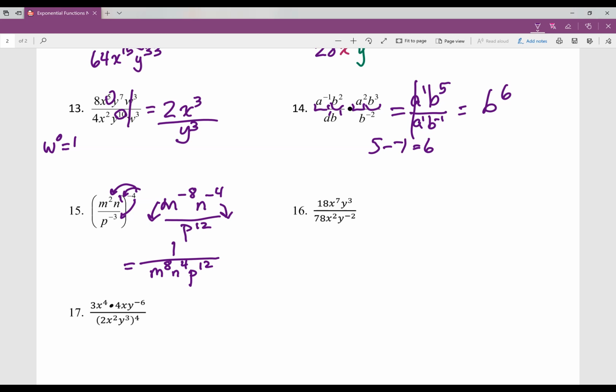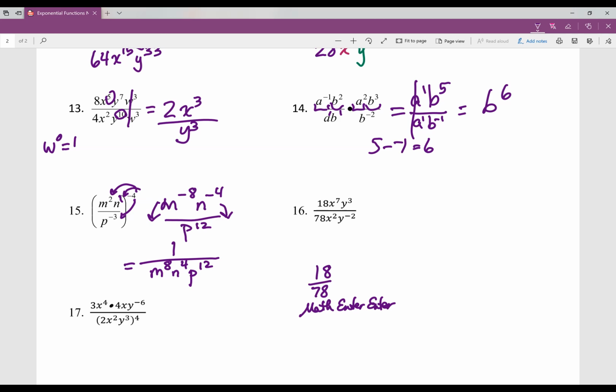So 18 divided by 78. This doesn't divide evenly. It comes out to a fraction. And so you want to leave it as a fraction. If you put it in your calculator, you would do math, enter, enter. So 18 divided by 78. You would do math, enter in your calculator.